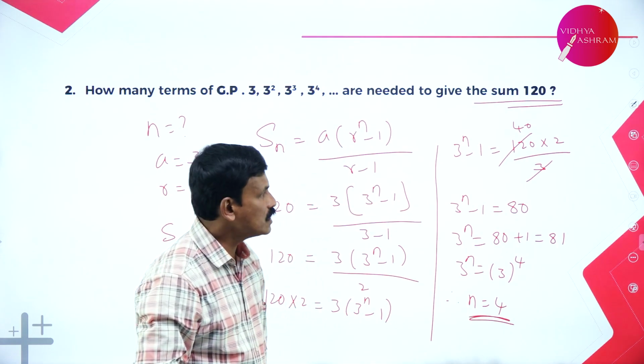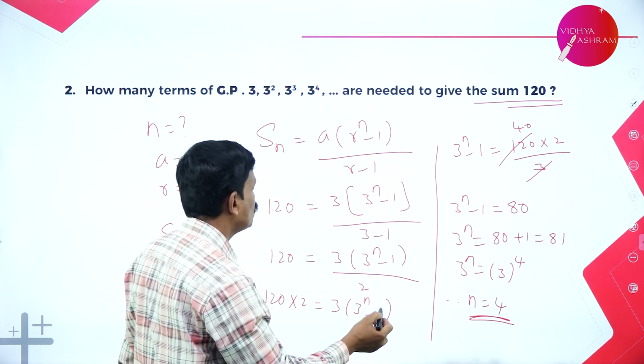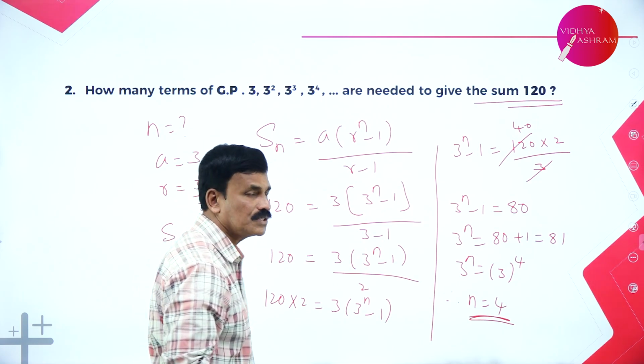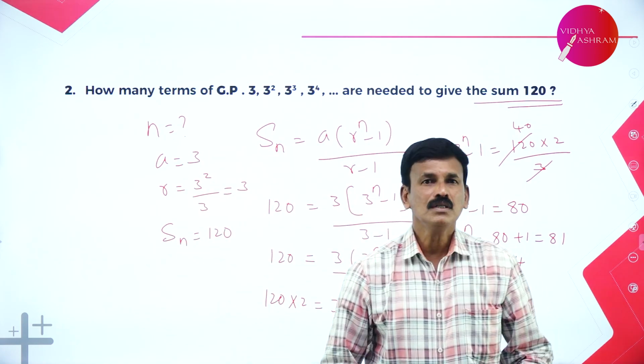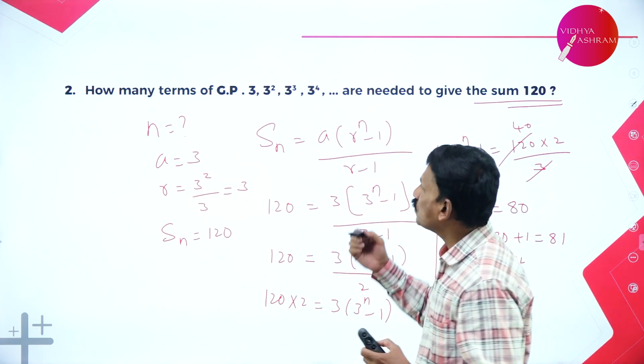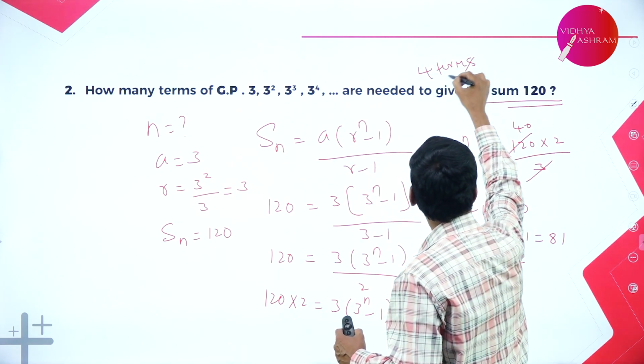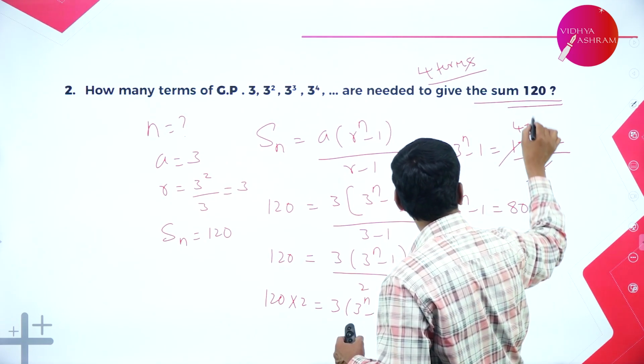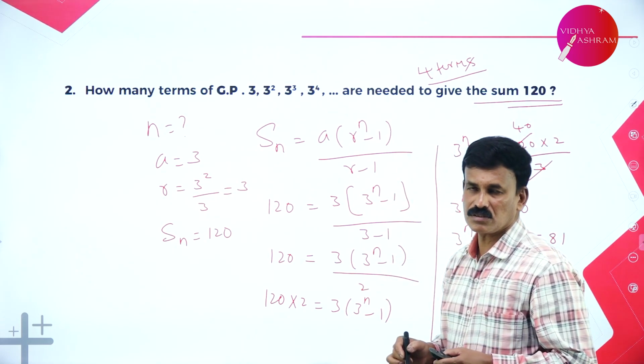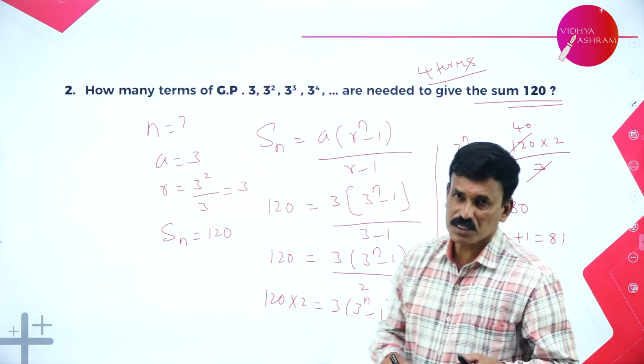4 terms are there in the series, so that the sum is equal to 120. That's it. Hope you followed. Okay, so what is the conclusion? Therefore, how many terms are needed? 4 terms. 4 terms are needed to get the sum as 120. That's it. Right. Now move on to the next problem.